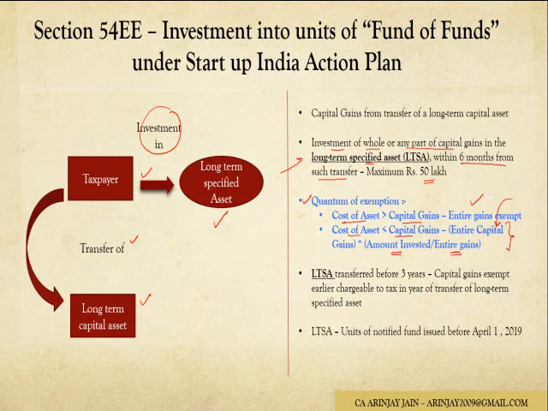But the condition is that if you invest in this long-term specified asset and transfer it before 3 years, right, the capital gains which were exempt earlier will be chargeable to tax in the year of transfer of long-term specified asset. What is a long-term specified asset? It shall be the units of a notified fund which are issued before April 1, 2019.